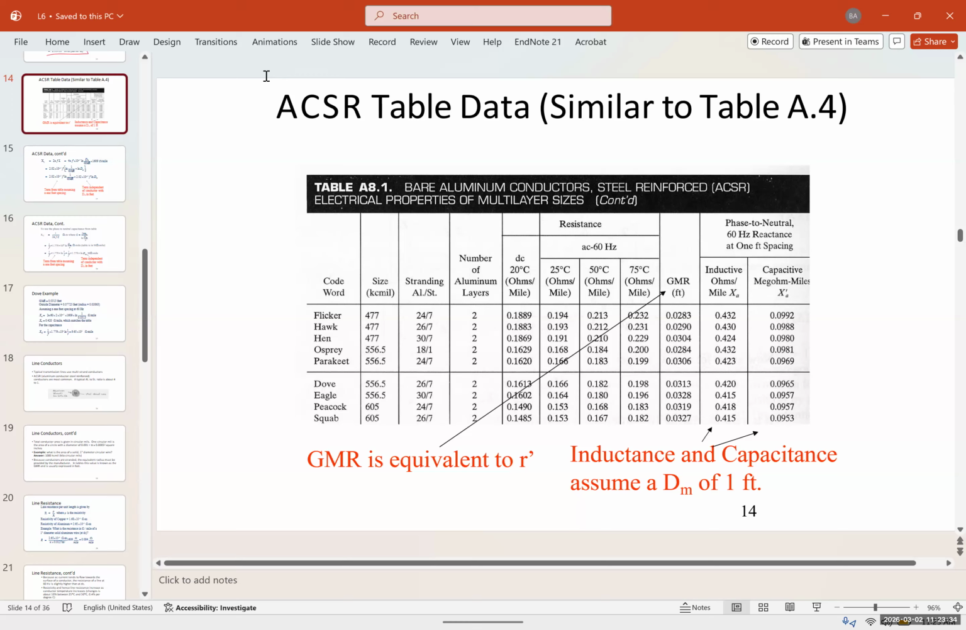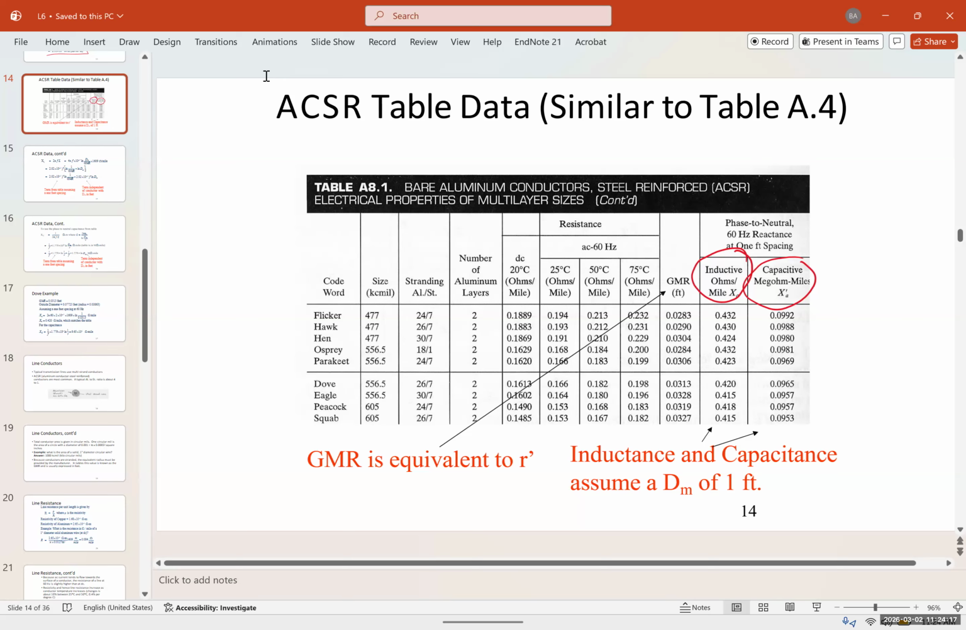They have different code words like flicker, hawk, hen, osprey, dove, eagle, peacock, and so on. And for each of them, at different temperatures, they have different inductives, measured in ohms per mile, and capacitives, measured in mega ohms per mile. And this is from phase to neutral at 60 hertz. For 50 hertz, it's going to be different. And for different markets, they put different standards and so on. So if they're building for Europe, it's 50 hertz, it's going to be different.